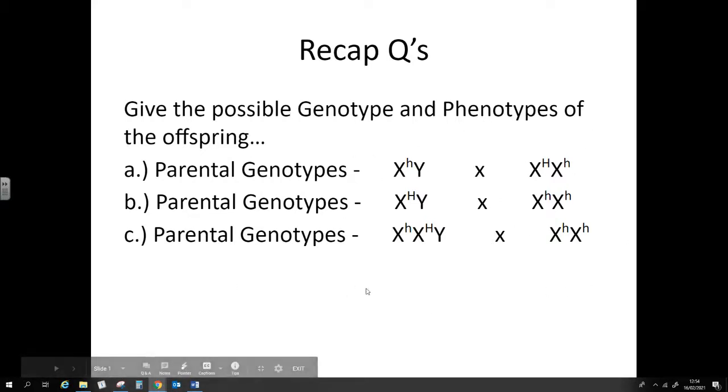Have a go at the three. It's a very good opportunity to practice your Punnett squares, which is a hint. So, the genotype and phenotype of the offspring.